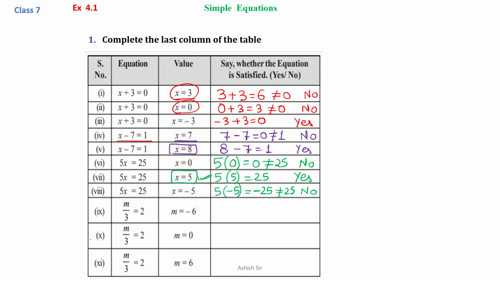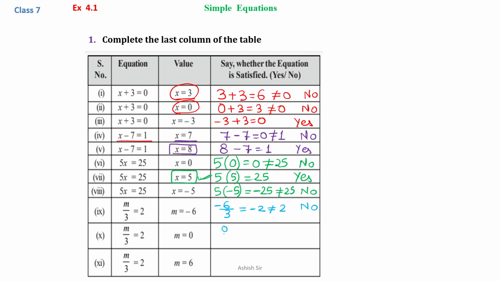Now another equation is m divided by 3 equals 2. The value of m is minus 6. So we'll put minus 6 divided by 3. This equals minus 2. It is not equal to 2. So you will say no, it does not satisfy the equation.